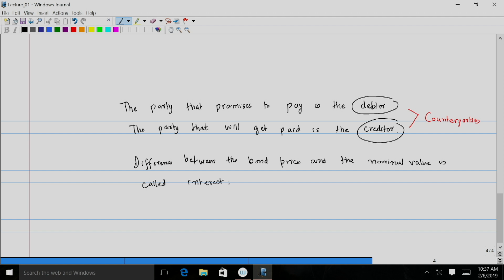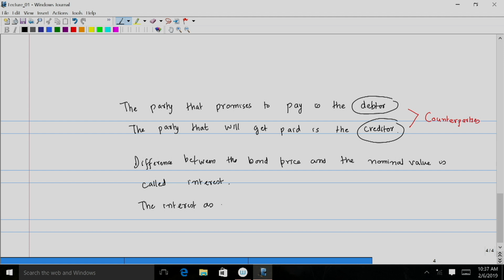interest. So, for example, you are investing an amount of 100 rupees and at the end of 1 year the bank pays you back 110 rupees. So, then the interest for this 1 year period is going to be 10 rupees.